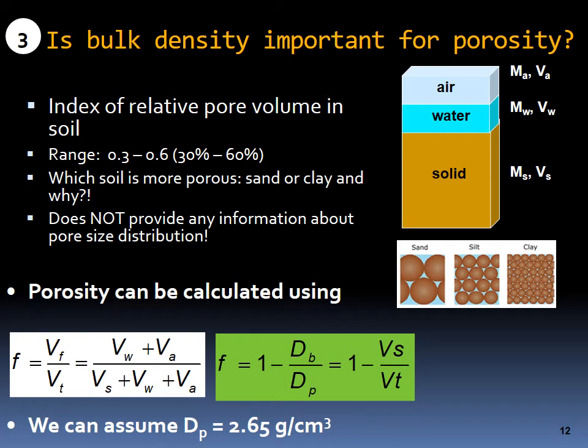And we usually can approximate the particle density to be constant, to be 2.65. So if you have any question with calculation and the particle density is not given in that question, then you should memorize this 2.65 gram per centimeter cube and use it to solve.